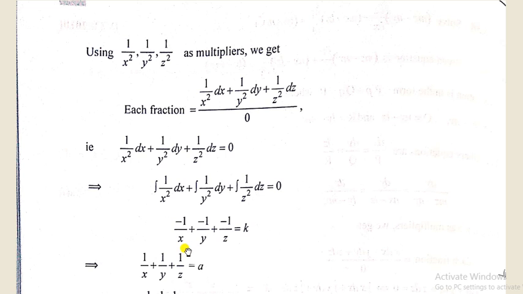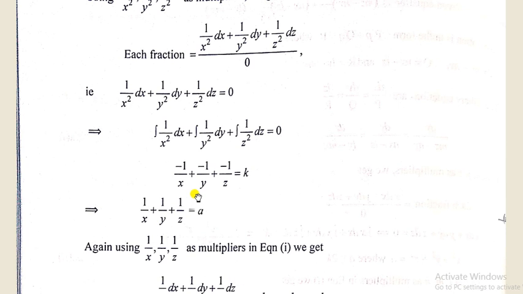The integral of 1 by x square is minus 1 by x, of 1 by y square is minus 1 by y, and of 1 by z square is minus 1 by z, which is equal to some arbitrary constant k. Or minus 1 by x minus 1 by y minus 1 by z equals k, which is written as plus 1 by x plus 1 by y plus 1 by z equal to minus k, and minus k is denoted as a. So we multiply by the minus sign, which gives the first solution.